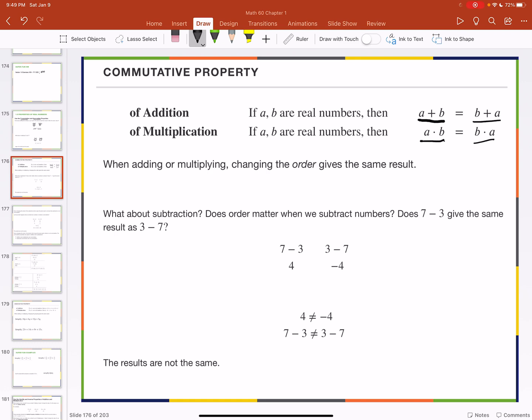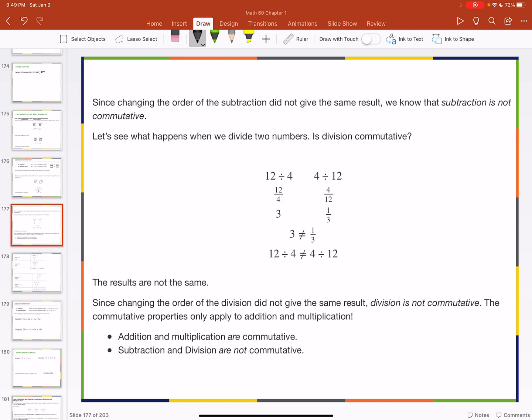Okay, so what about subtraction? Does order matter when we subtract numbers? Does 7 minus 3 give us the same result as 3 minus 7? Let's try it. 7 minus 3 gives you positive 4, but 3 minus 7 is negative 4, so they do not work. So for subtraction, it does not work. Similarly, division is the same thing, because 12 divided by 4 is 3, but 4 divided by 12 is 1/3, and they're not equal. So we know that subtraction and division are not commutative.